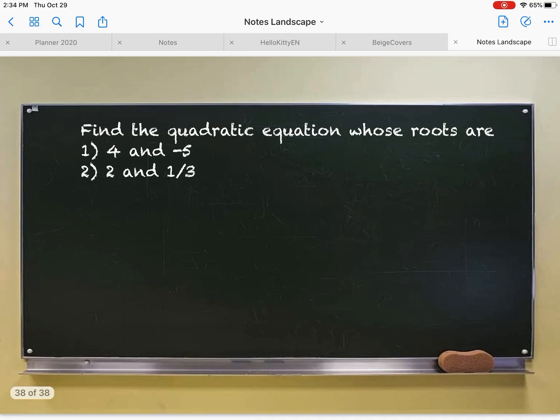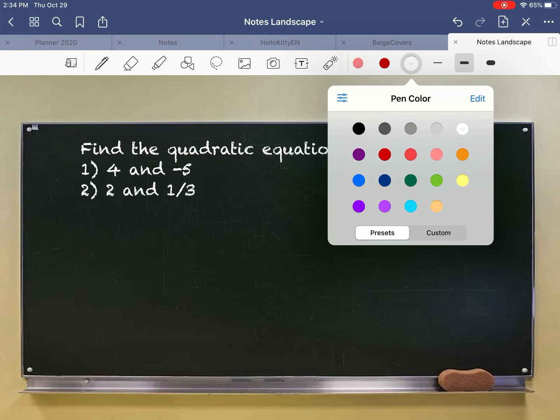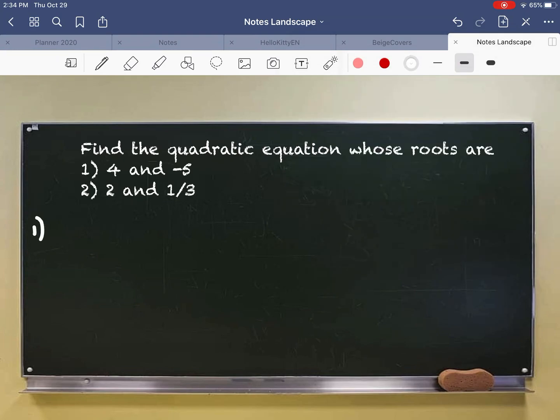Okay, what if you're given something like this? Pabaliktad naman. You're given the roots and then you're going to solve for the equation. So, gagamitan din natin siya ng sum and product. Okay, so the first one, 4 and negative 5. Okay, so paano natin yun gagawin? So, dun sa first one, we have r sub 1 equals 4 and then r sub 2 equals negative 5.